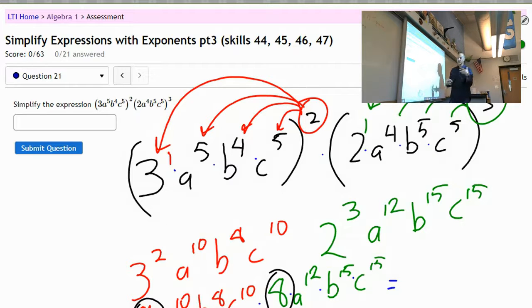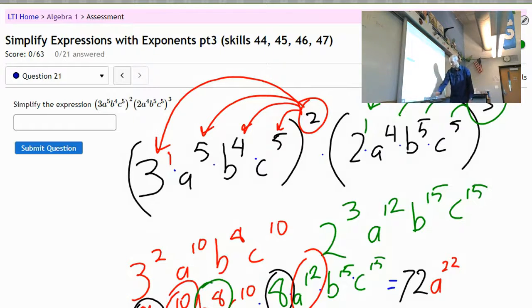I could rewrite it if I wanted. I don't really have any space left to rewrite it. But if I wanted to rewrite it so that the like things were written right next to each other, you could totally do that. Some people find it helpful. I'm just going to multiply 9 times 8. 72. So the A's, I got a base of A with a power of 10. I got a base of A with a power of 12. It's a multiplication problem, which means add the exponents. 10 plus 12 is 22.